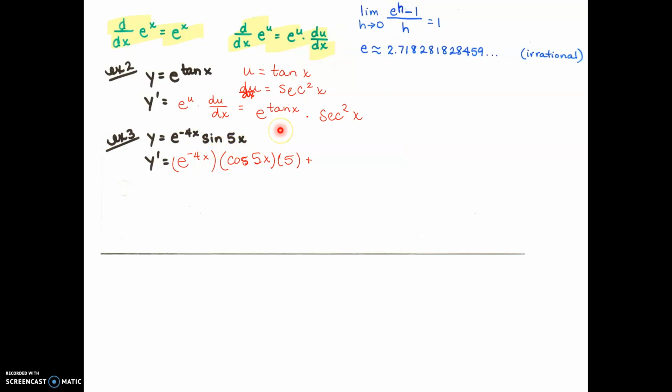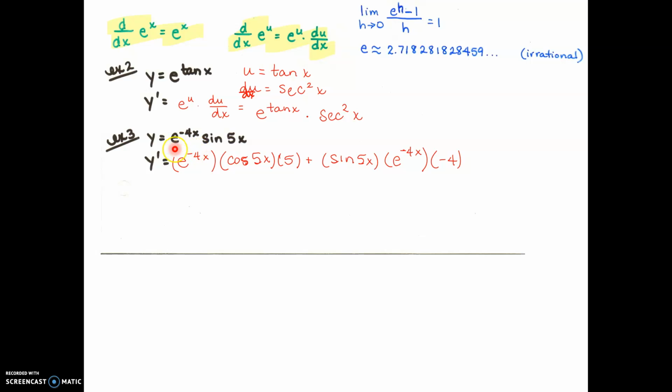All right, if you took the derivative of the sine of anything, it would be the cosine of that thing. And then the derivative of the inside, we would take the derivative of the 5x. So again, the derivative of sine 5x is going to be cosine 5x times the derivative of 5x. Okay, so we've got first times derivative of second, and then we need second, sine 5x, times the derivative of the first. Okay, so let's focus on the derivative of this first up here, e to the negative 4x.